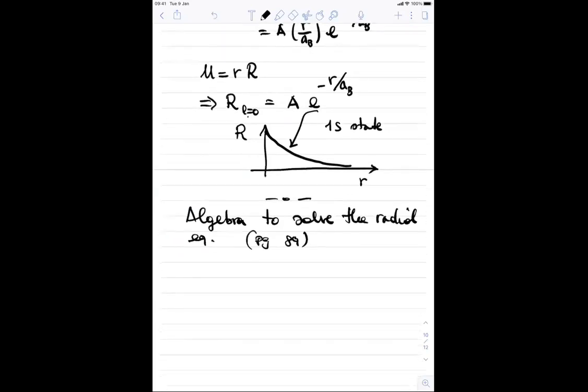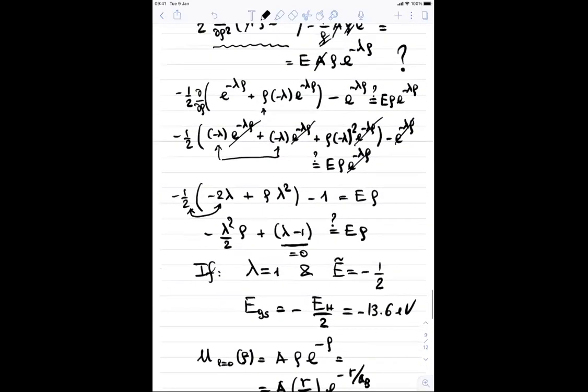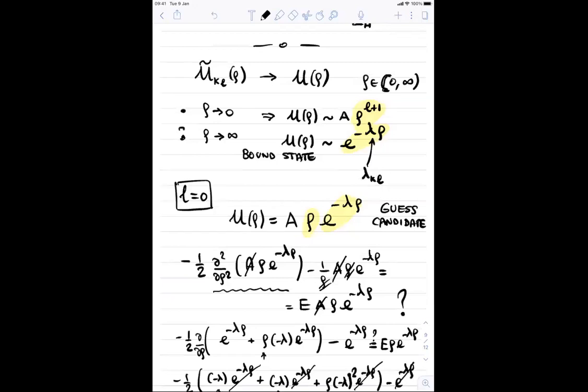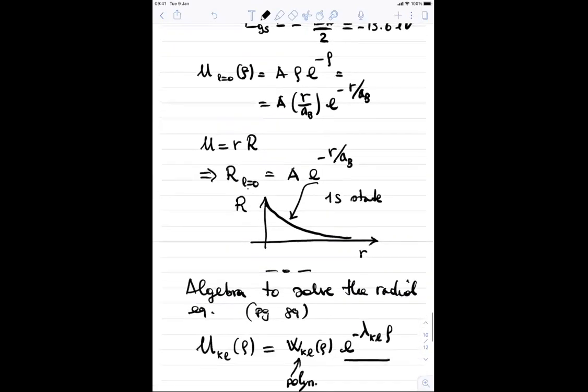Now you do the following. You take U, I remind you, it had two indices, K and L, and you write it as a polynomial times e to the minus lambda K L rho. Since I know that at very long distances, it should go exponentially. Remember fact number 2. This was fact number 1. Since I know that it must go exponentially, I put the exponential inside.